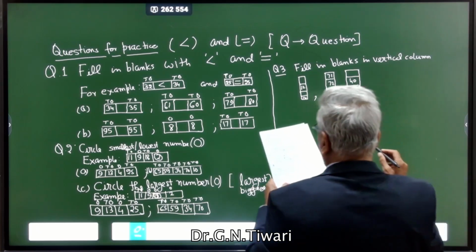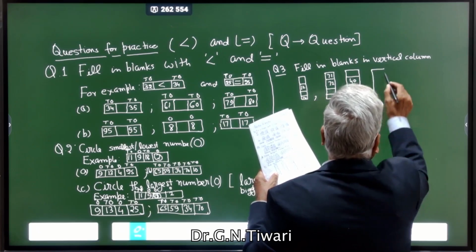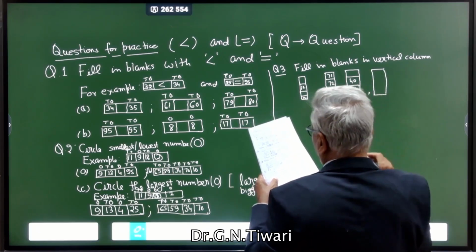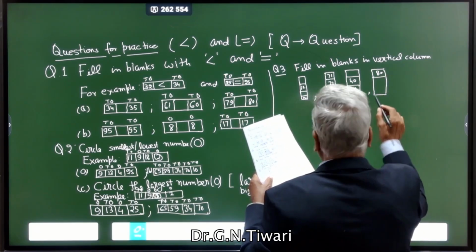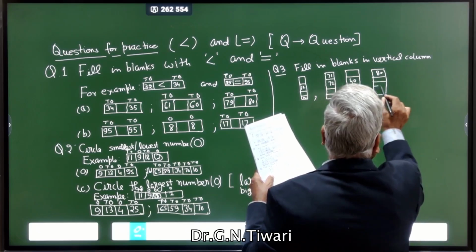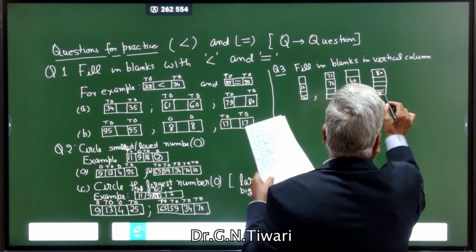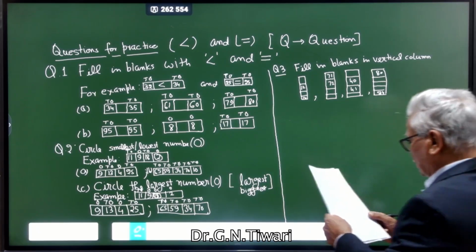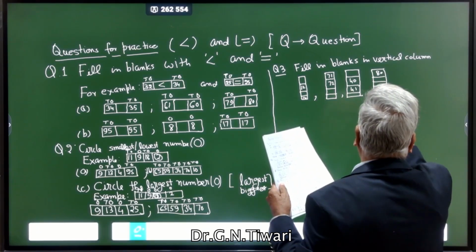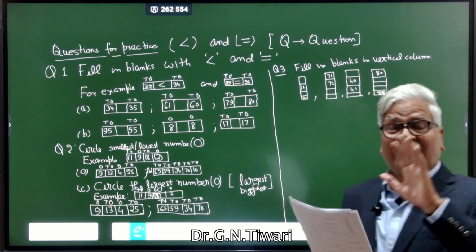Now, fourth one. 80, 84. So he should know after 80 what numbers come: 81, 82, 83, 84, and it should be 85. I am correcting it, so it should be 85. So it is called filling the blanks in the vertical column. That is very, very important.